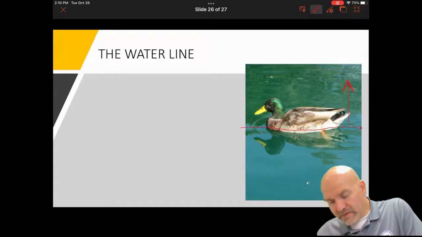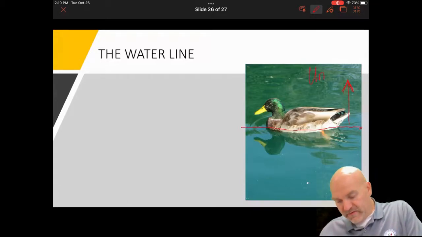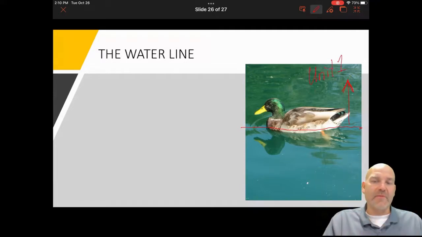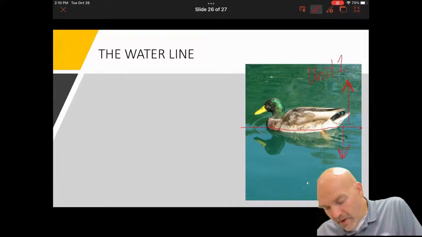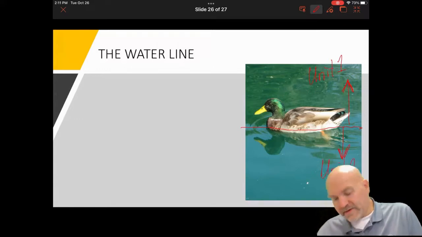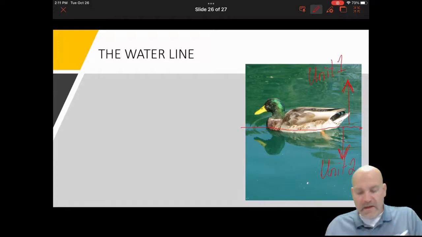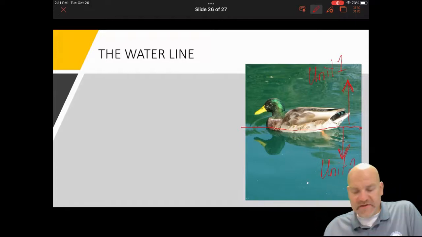Anything above the water line is Unit 1, those descriptors, kinematics, describing motion. Now we're going to go underneath the water with Unit 2 and our dynamics. So now we're going to put it all together. Now the water line, you can think of it as this.